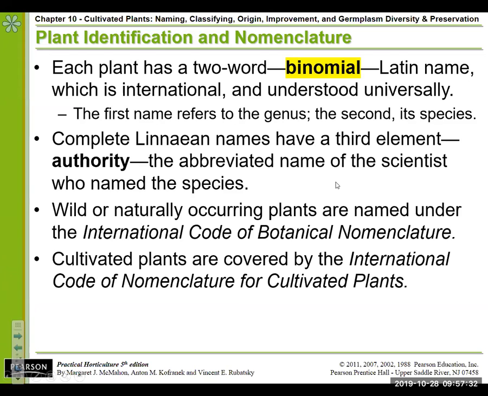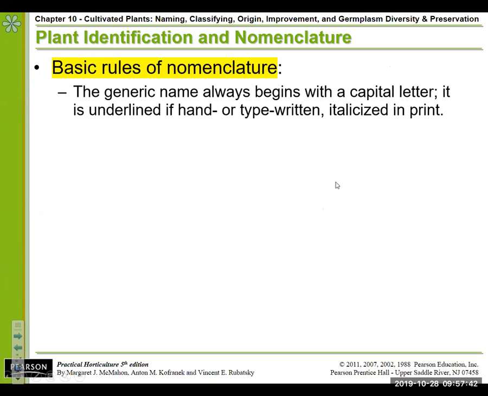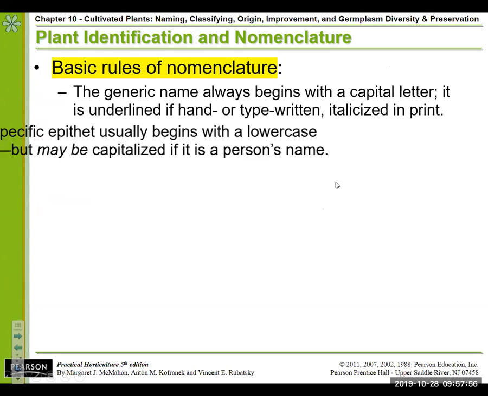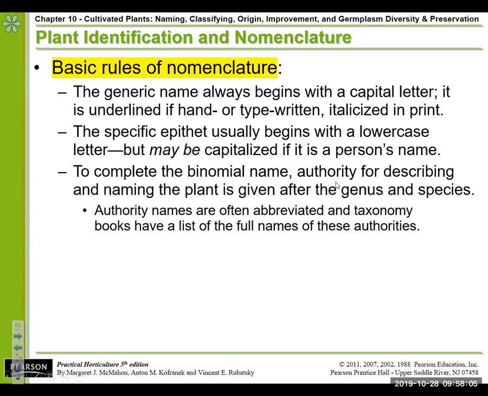So as I mentioned, we have this International Code of Botanical Nomenclature where these botanists get together and basically look at how these plants are named. Here are the basic rules of that nomenclature. First, the generic name, the genus, always begins with a capital letter. If it is written by hand, we underline it. Typewritten, we italicize it. The species or specific epithet begins with a lowercase letter. Don't ever capitalize that.